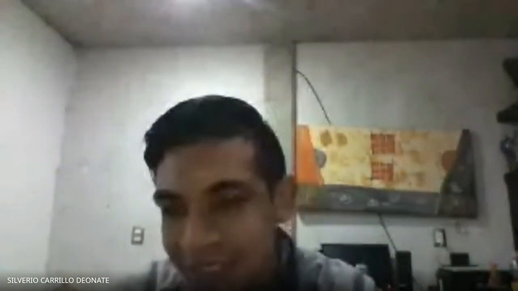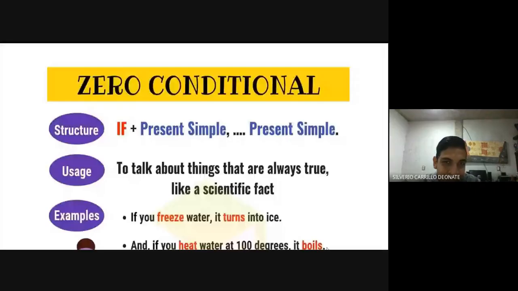Okay, so let's start with this. The first one is the zero conditional. For the zero conditional, we have a structure which is if plus present simple plus present simple. We're going to use it to talk about things that are always true, like a scientific fact. So we're going to talk about facts, something that is not going to change.